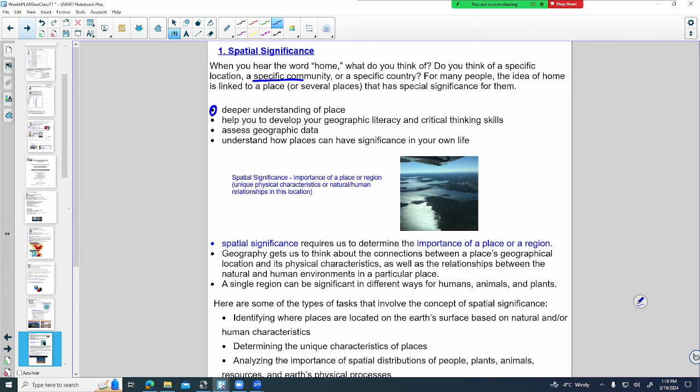Okay, so you're looking at a deeper understanding of place. It helps you to develop your geographic literacy, assess geographic data, and understand how places can have significance in your own life. Okay, so the meaning of spatial significance is the importance of a place or region, whether its unique physical characteristics or natural or human relationships in this location. So here are some of the types of tasks that involve the concept of spatial significance.